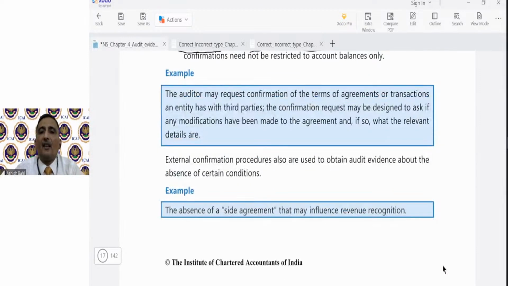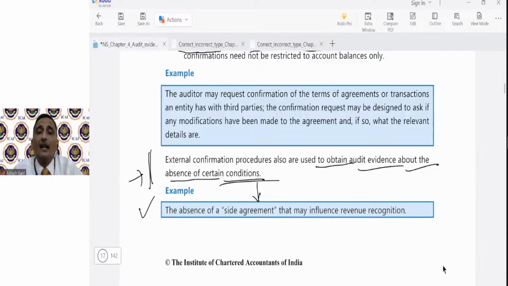So external confirmation procedures are used to obtain audit evidence about the absence of certain conditions. तो एक एग्जांपल दिया हुआ है स्टूडेंट्स, द एग्जांपल ऑफ ए साइड एग्रीमेंट. से व्हाट इज ए साइड एग्रीमेंट गाइस? से मैनेजमेंट का अपने कुछ कस्टमर्स के साथ कॉन्ट्रैक्ट है. There is a contract of management with some customers under which the management, the company, is providing goods to the customers.